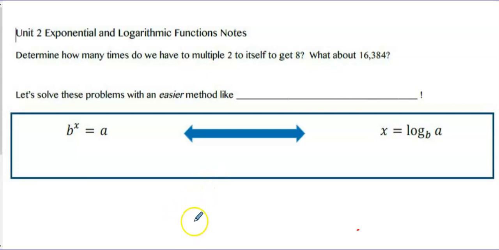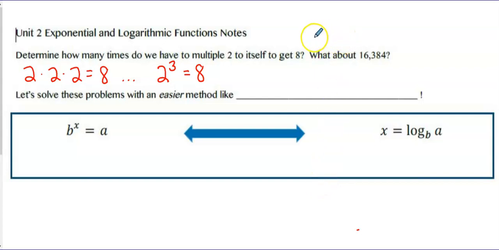We're starting Unit 2, Exponential and Logarithmic Functions, and this is Lesson 1, which is in your notes, pages 1 and 2. Determine how many times we have to multiply 2 to itself to get 8. We say, well, we'd multiply it 3 times. 2 times 2 times 2 equals 8. We use exponents, which means that we would write 2 to the third power equals 8. So that 3 indicates how many times we multiplied 2 times itself.